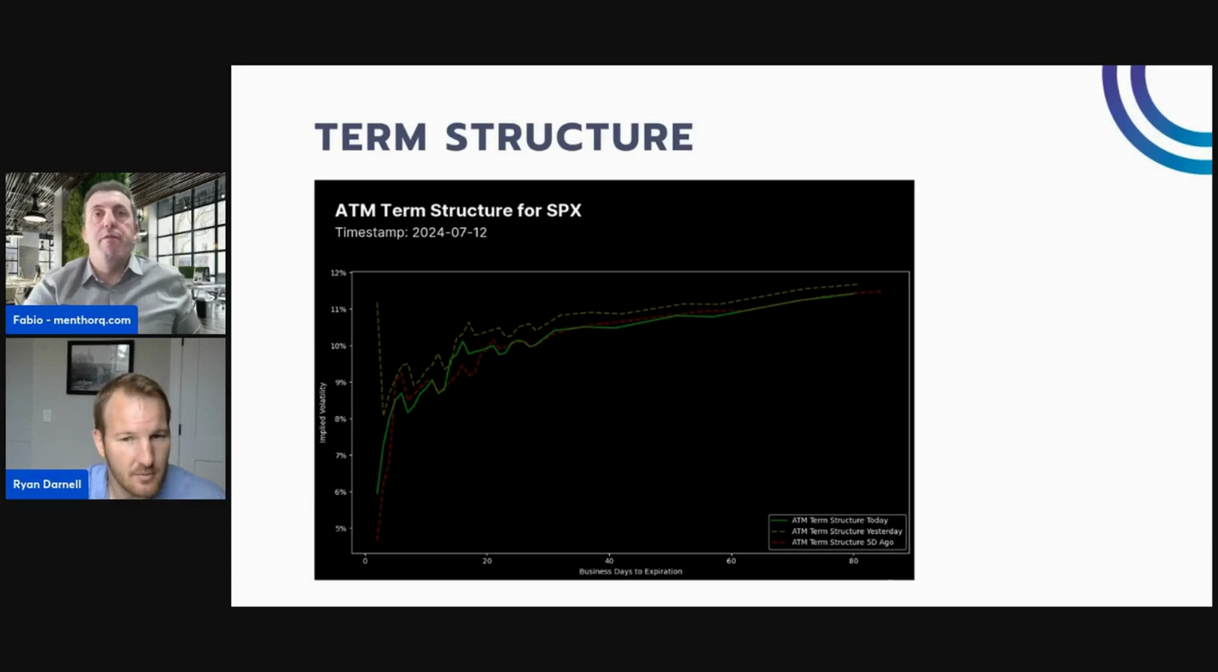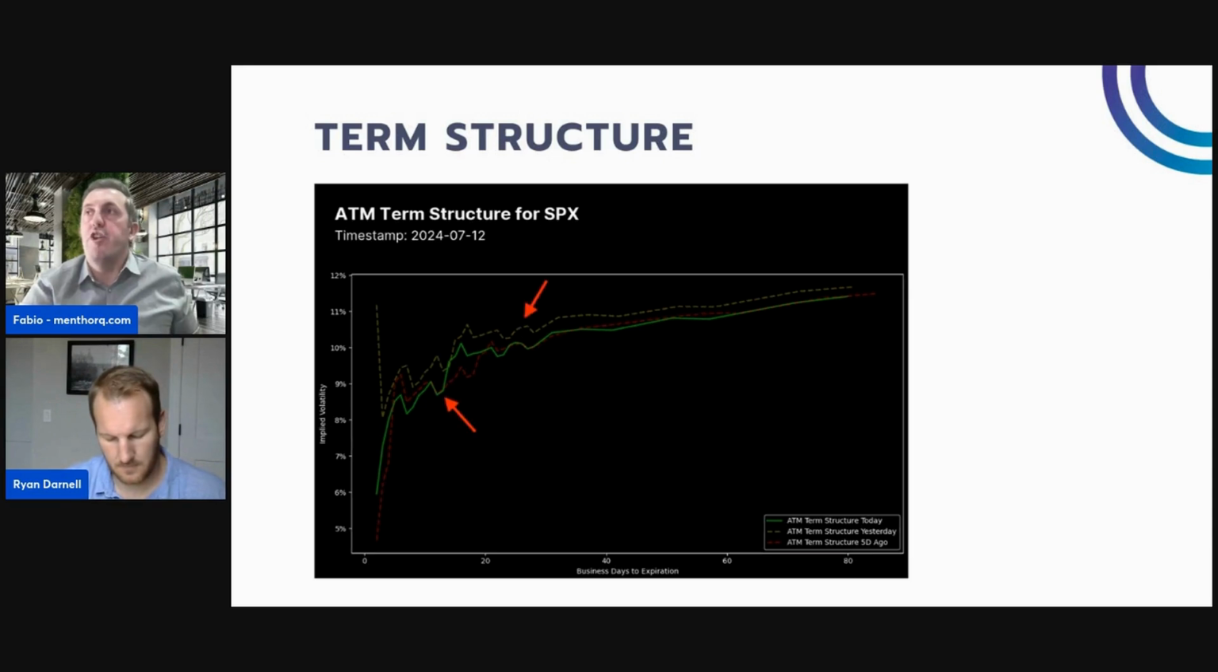So first we have a simple. Before we go into that, also one thing that we are introducing that is new is the term structure. We've added a new chart, and we also added past term structure. So you can see the term structure today versus yesterday, 5 days ago, and 30 days ago. So that can give you a good understanding if the market is changing, if the term structure is shifting, moving towards contango, backwardation and so on, and how that can be leveraged.